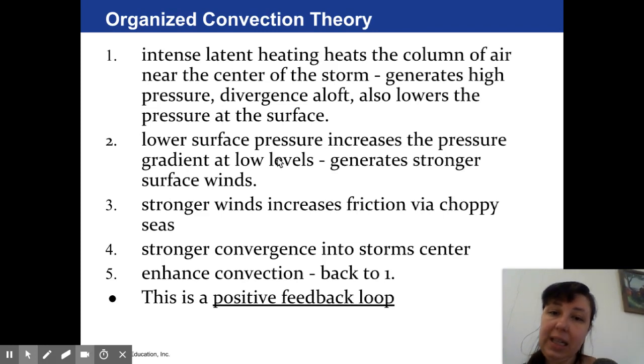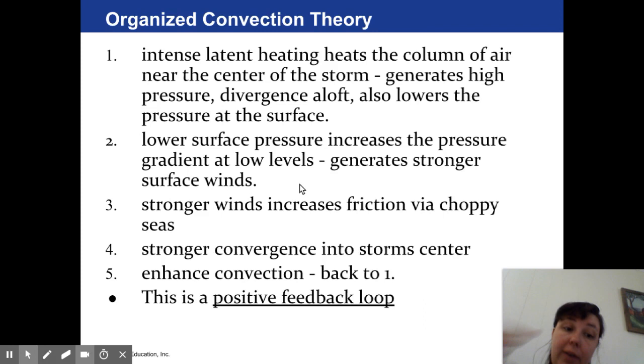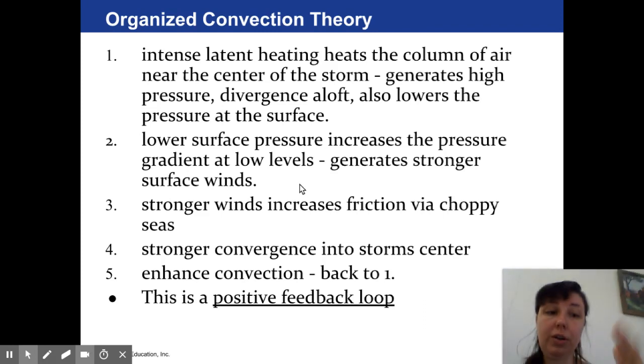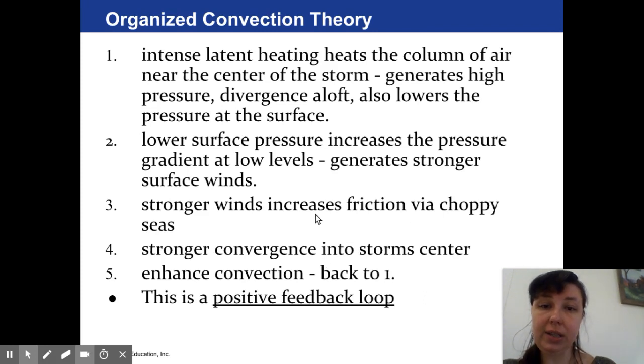What's feeding into that is a low surface pressure, which increases the pressure gradient. So that means even more air is going to rush in as the low pressure increases on its own. The strong winds increase the friction, which creates choppy seas at the surface. Those choppy seas then feed into this updraft, which then has latent heat forming cloud, and these things strengthen.